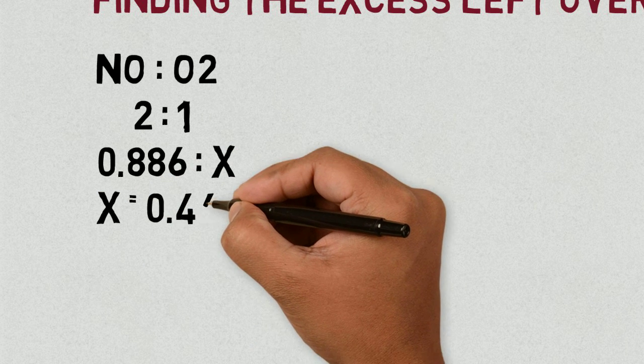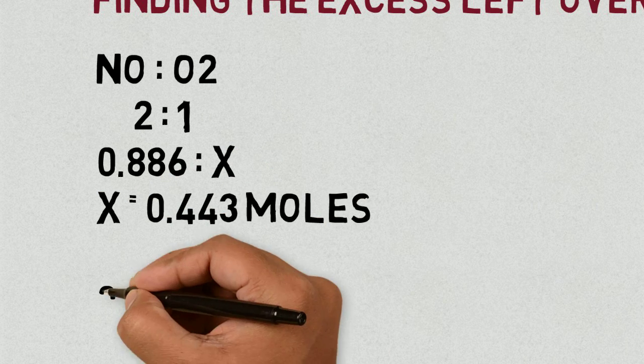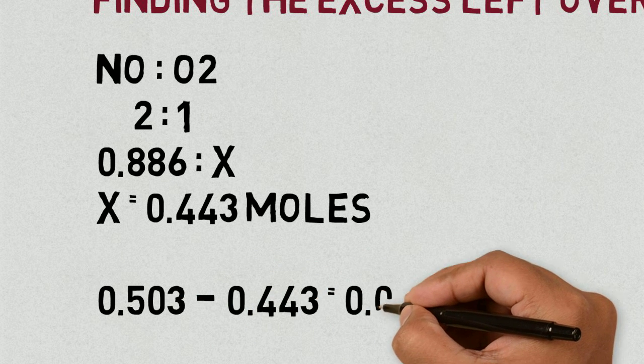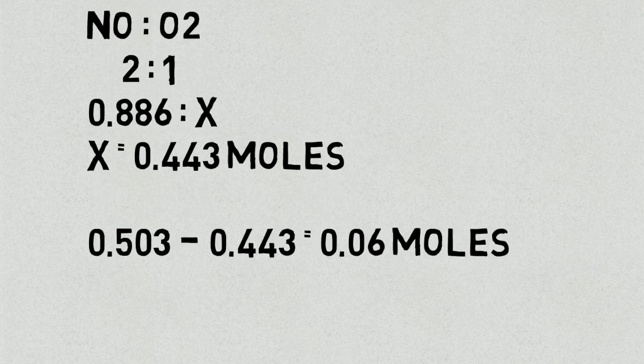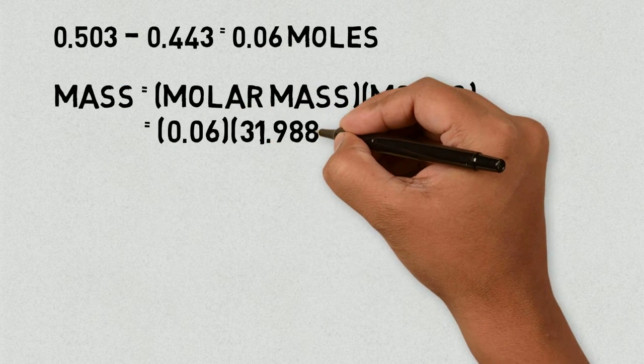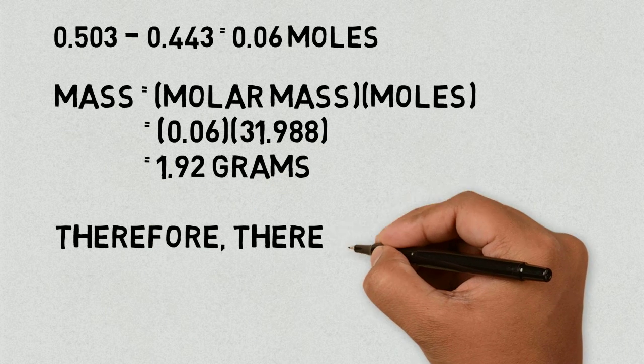Since we started with 0.503 moles of oxygen gas, we subtract 0.443 moles from 0.503 moles to give us 0.06 moles of the excess remaining. And once we have the moles, we can just multiply it by the molar mass of oxygen, and it'll get us the mass of the excess remaining.